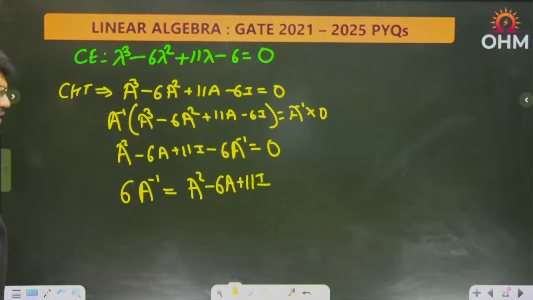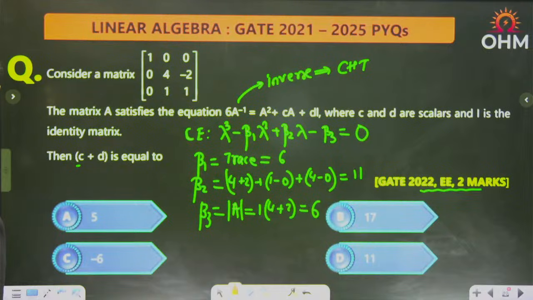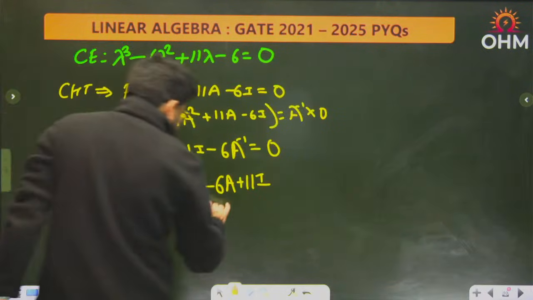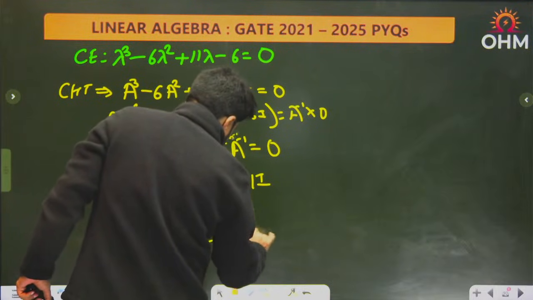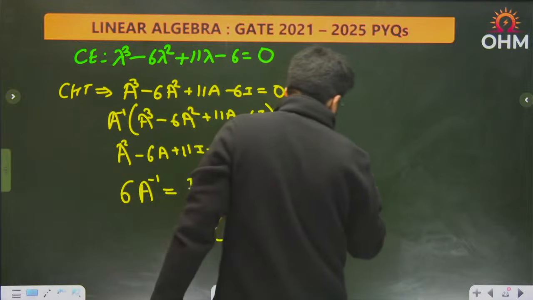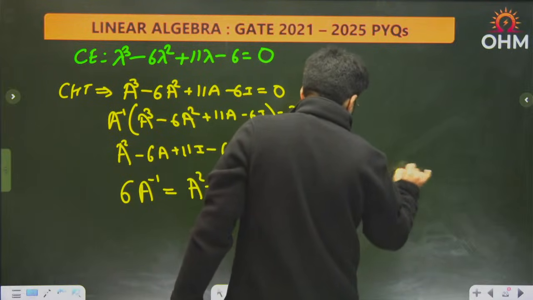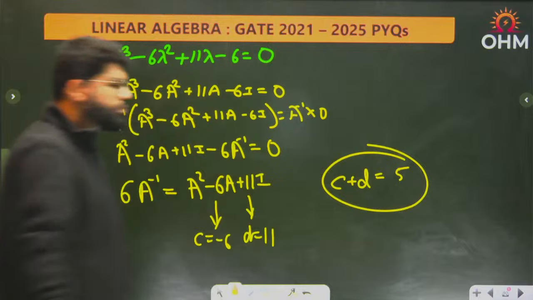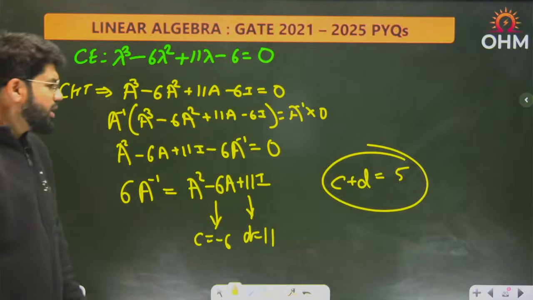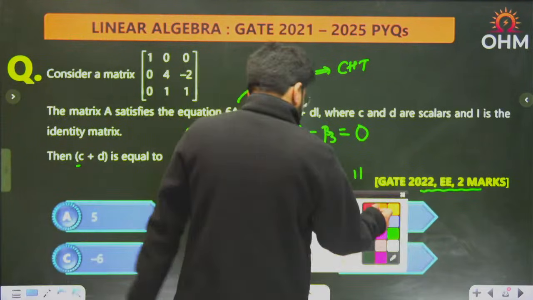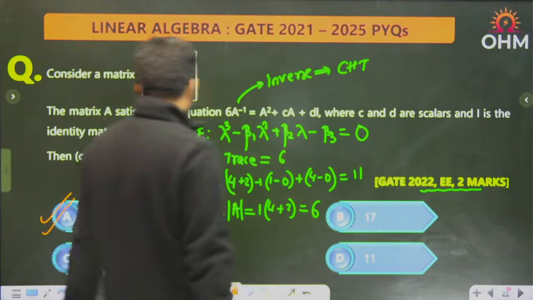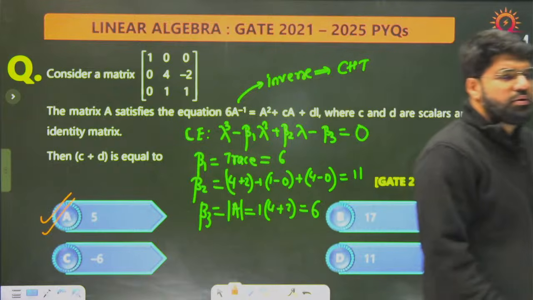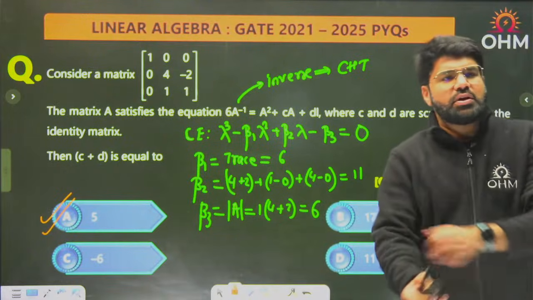Correct. What is the given expression? 6A inverse is A square plus cA plus dI. So c is minus 6, d is 11. The question asks c plus d: minus 6 plus 11, 5. The answer is 5. Yes, correct answer, option A. Again a question on Cayley-Hamilton.